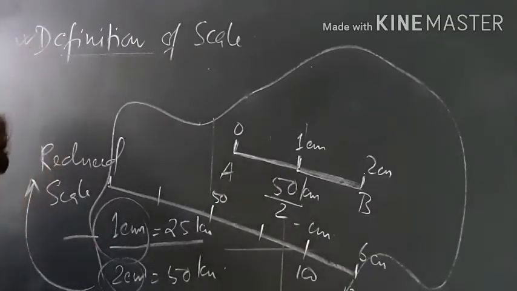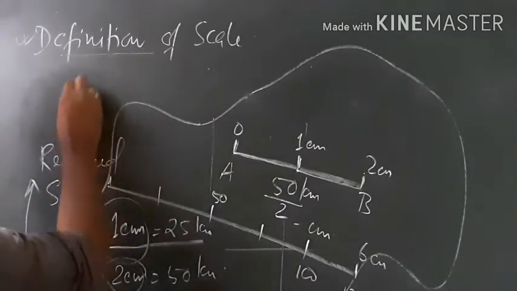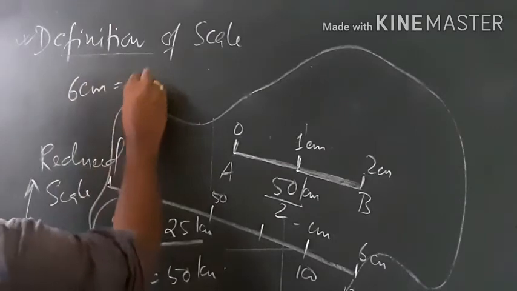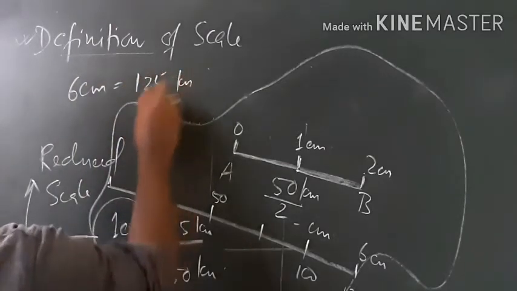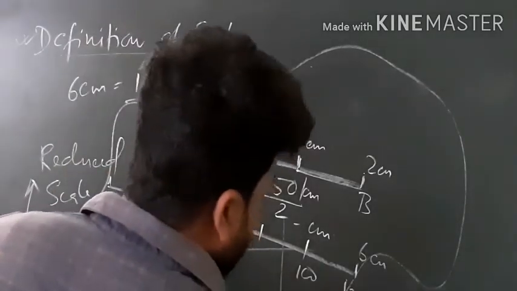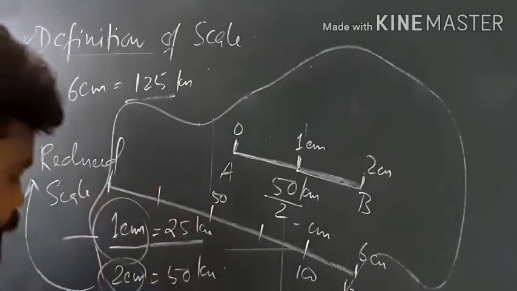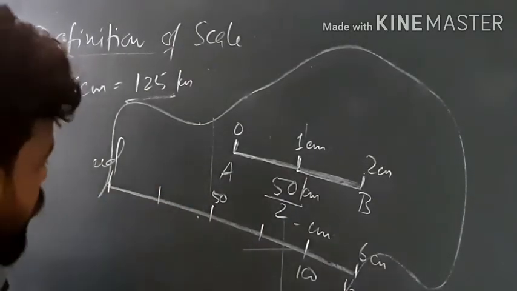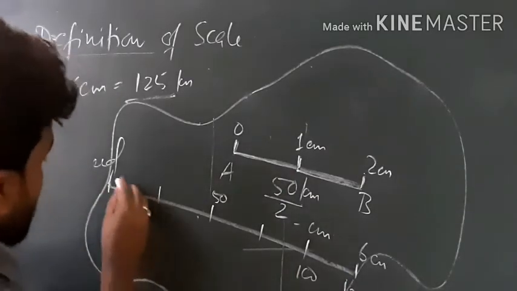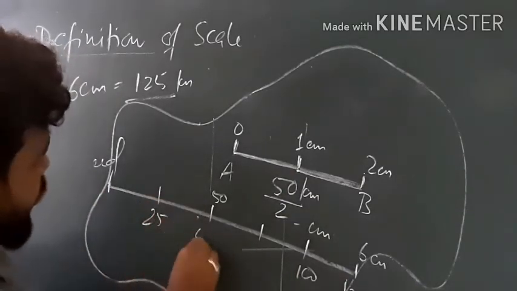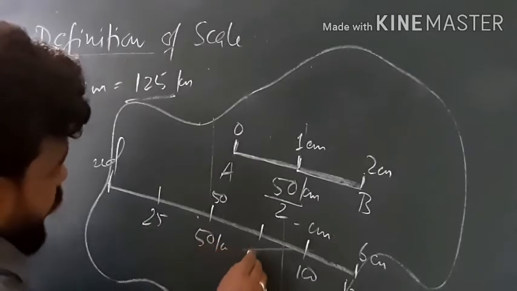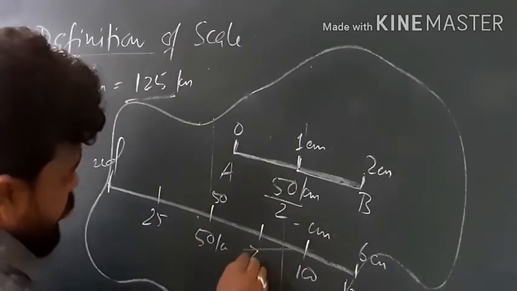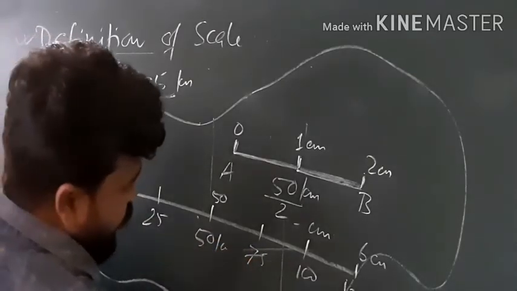Right? So within this scale, 6 centimeter is equal to 125 kilometer. What is 25? This is 25, 125. That means 1 centimeter is equal to 25. Again here 50 kilometer, again here 75, again 100, again 125 kilometer.